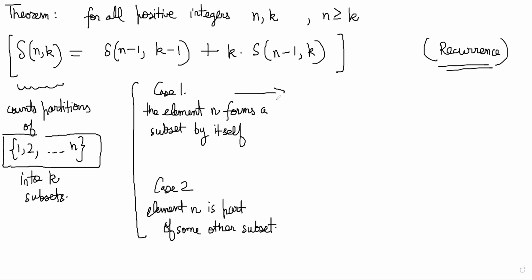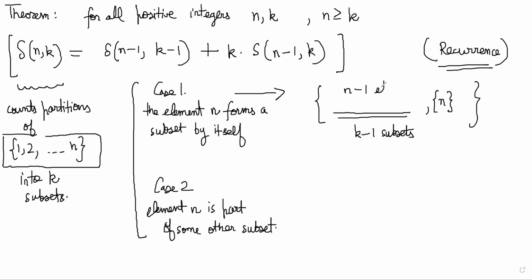Now in case 1, it is easy to count. If the element n forms a subset by itself, there is no other element in that subset, then we have already gotten a subset n, right? So if I want to construct my partition, I have to create how many more subsets here? I have to create k minus 1 subsets. And how many elements are available to me? N minus 1 elements, right? So if I count the number of subsets that we can create here, that along with this n subset will make the total partition, right?